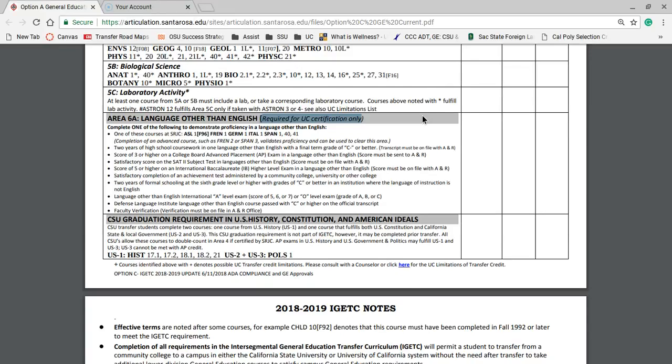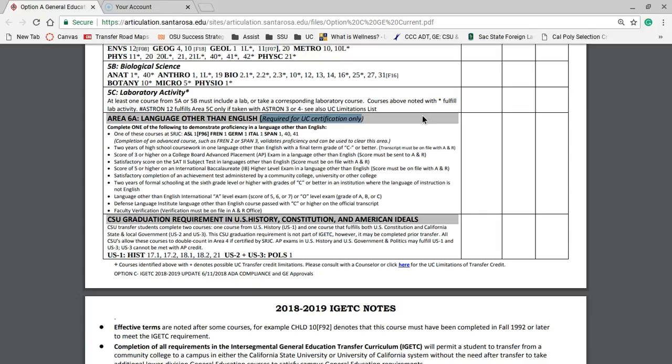Maybe you've completed 2 years of high school coursework in one language other than English with a final term grade of a C- or better. And that transcript needs to be on file at SRJC in Admissions and Records. If you took an AP exam, then that could work if you got a score of 3 or higher.